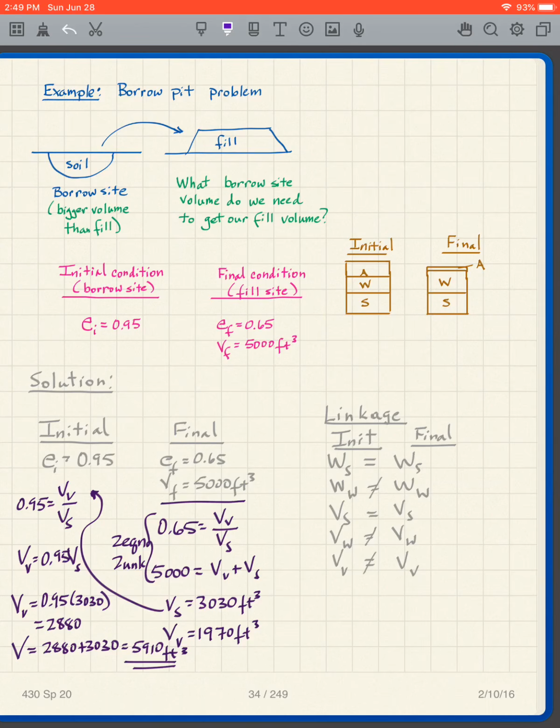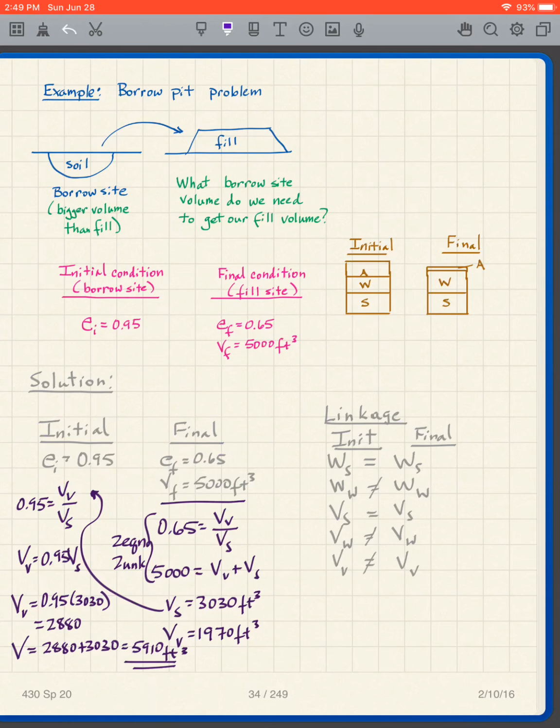So let's look how we can lay out the solution the easiest way. We're going to have an initial, final, and then a linkage between the initial and final. If you make those three columns and put information in each of these columns, then that's going to help you think this problem through.